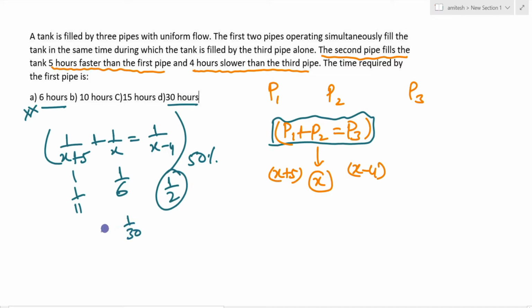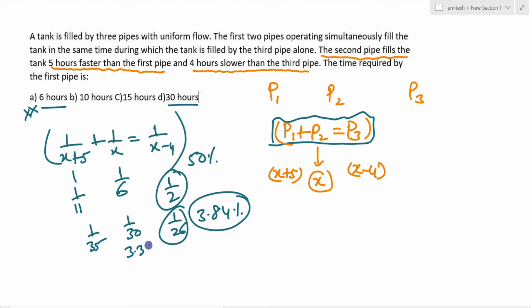1 by 30, 1 by 35, and on the right side you will get 1 by 26. It will be a little bit lesser than 4%. What will be the answer? It will be exactly 3.8%. If you don't know how to find it, I have already made a video on percentage. And on the left hand side, it will be 3.33%, and it is more than 2%. So ultimately you are getting a higher value on the left hand side as compared to the right hand side. So option D is also ignored.